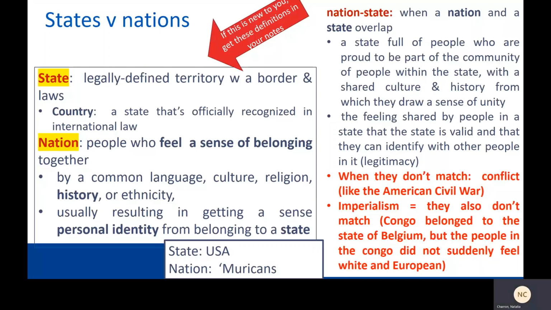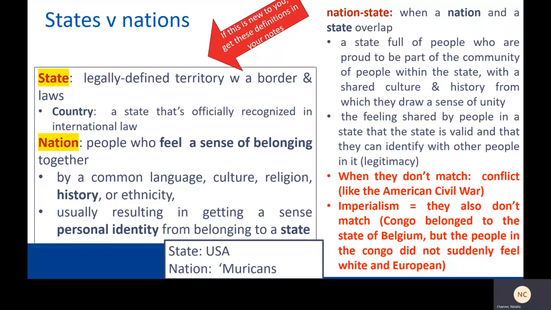It's subtle, right? A nation is the people who feel a sense of belonging and commonality. A state is the place. When the people are represented by a state, we call that a nation-state. Like America, the United States represents Americans. It's a nation-state. In cases when they don't match, when the people within the border don't feel that sense of identity with the state that rules over them, or not all of the people do, you tend to get conflict, like civil wars.